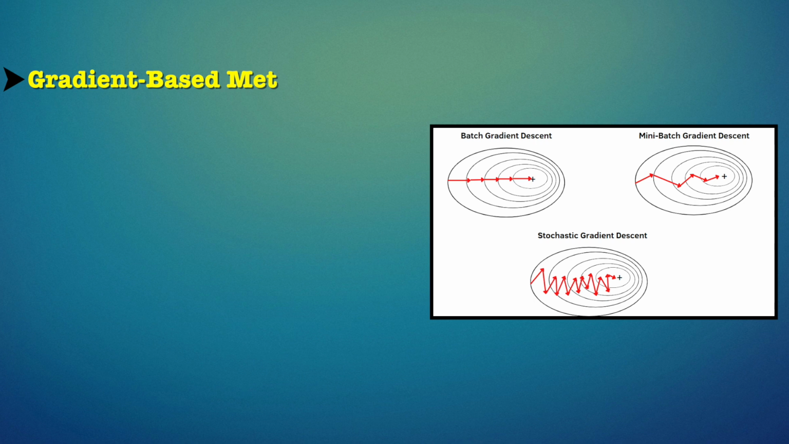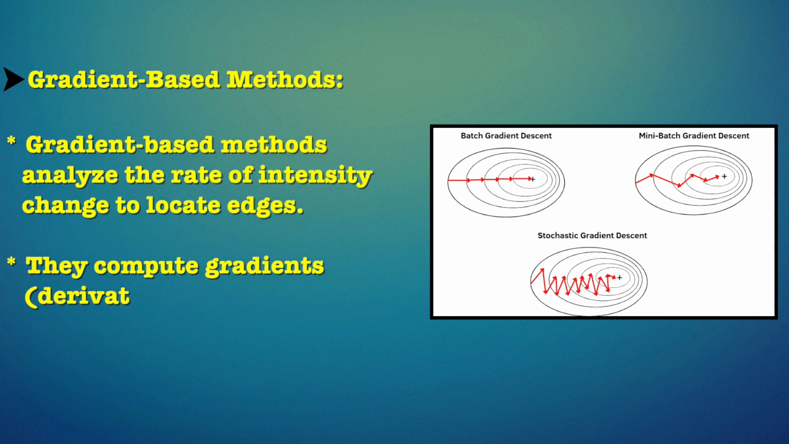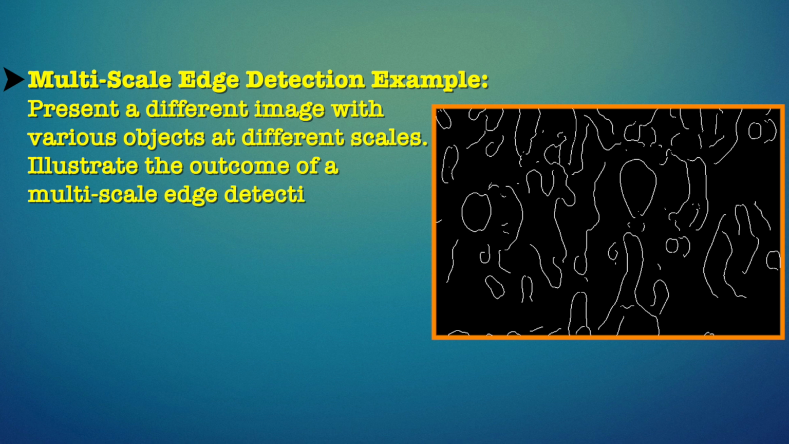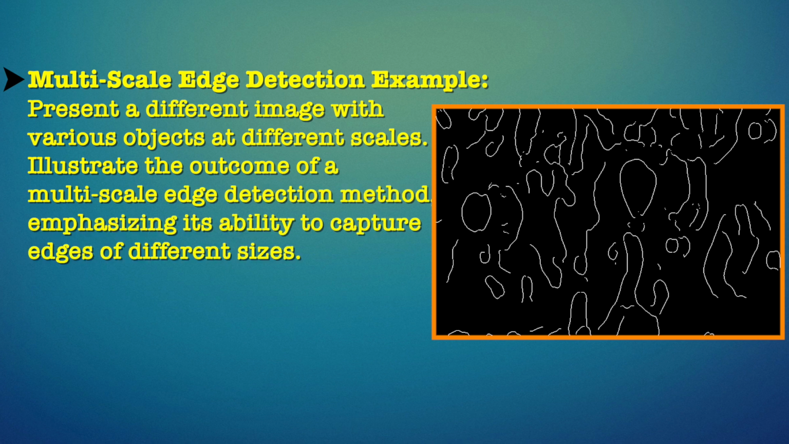For that we have to learn, first, gradient based edge detection, and here is the example. In this we include the input image with distinct objects that highlights the result of applying a gradient based edge detection algorithm. Next one is the multi-scale edge detection example. In this, a different image with various objects at different scales is present, illustrating the outcomes of a multi-scale edge detection method, emphasizing its ability to capture edges of different sizes.